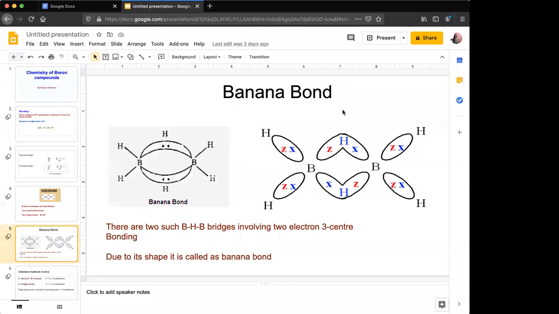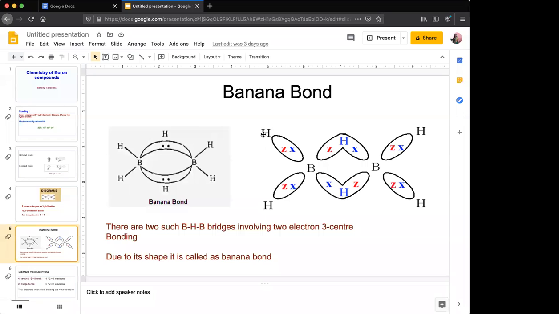Now this diboron molecule shows banana bond. So why is this bonding called banana bond? Let's see that. There are 2 structures. Let's look at the second structure. This is a boron atom and electrons which are donated by the boron are indicated by X. So this X is nothing but the electron donated by the boron atom. And this Z is the electron donated by the hydrogen atom.